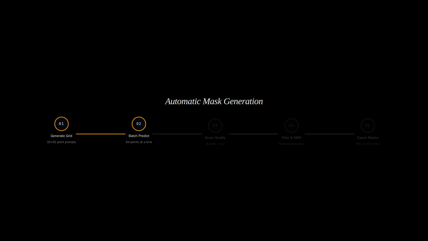What if you don't want to provide prompts? SAM has an automatic mode. It generates a 32 by 32 grid of points across the image, predicts masks for each point in batches of 64, scores every mask by quality and stability, filters out the weak ones, applies non-maximum suppression to remove overlaps, and gives you back every distinct object. It's like fishing with a net. Cast everywhere, keep the best catches, throw back duplicates.